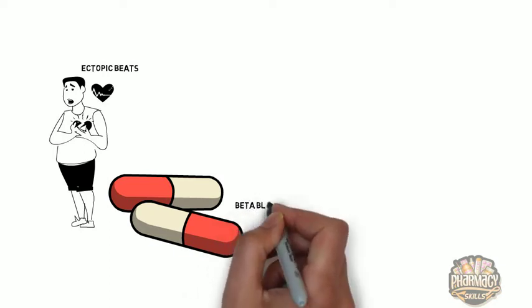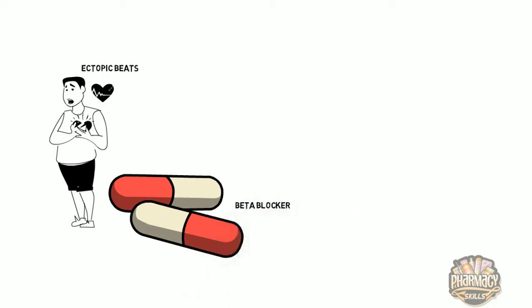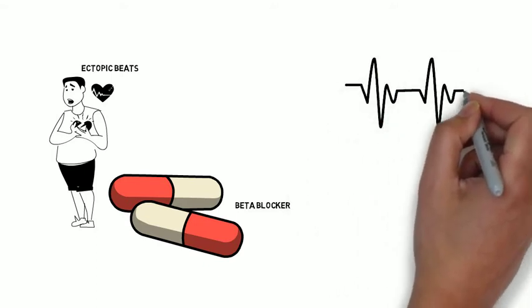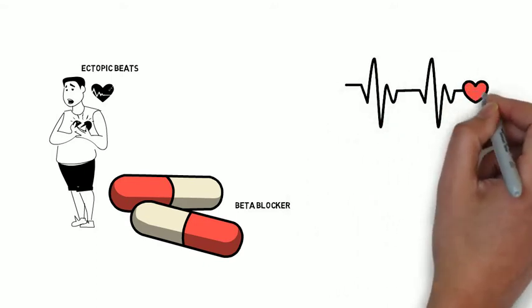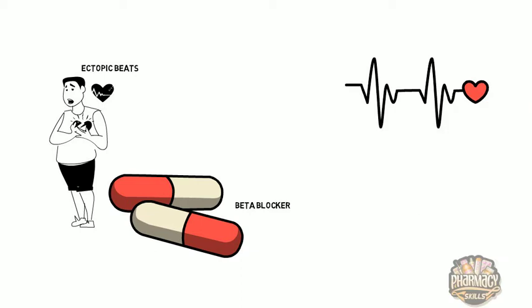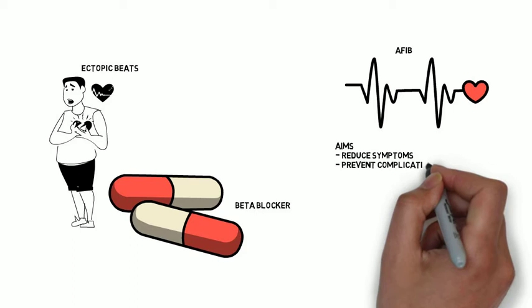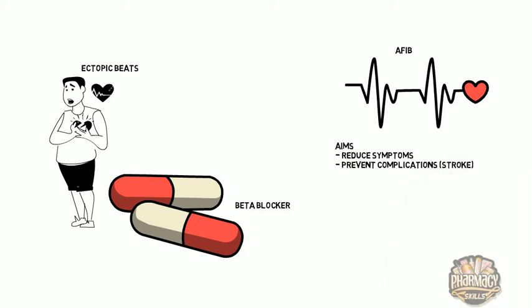The next arrhythmia is atrial fibrillation, which is characterized by an abnormally fast heartbeat. But not only is the heartbeat fast, it's also out of rhythm. The aim of treatment for AFib once it is diagnosed is to reduce the symptoms of AFib and prevent complications, especially stroke. Stroke becomes increasingly likely once a person has AFib.